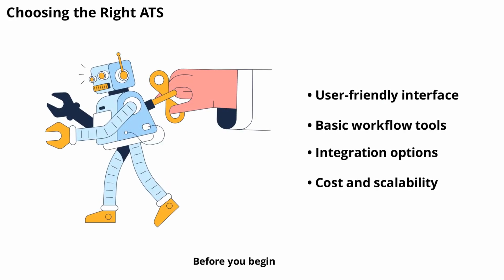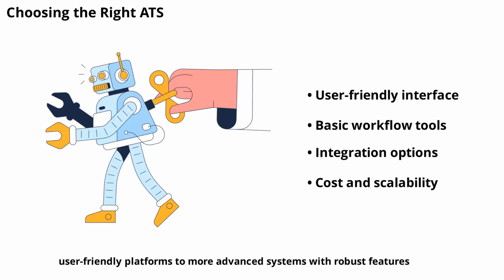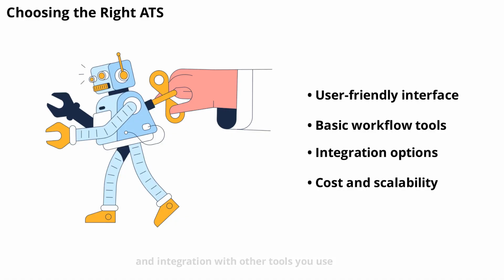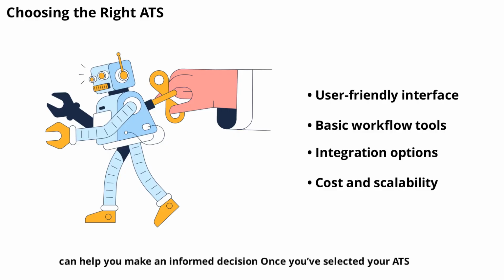Before you begin, it's important to choose an ATS that fits your project's needs. There are many options available, from simple, user-friendly platforms to more advanced systems with robust features. For beginners, look for an ATS with an intuitive interface, basic workflow tools, and good customer support. Consider factors like cost, scalability, and integration with other tools you use. Reading reviews and trying free trials can help you make an informed decision. Once you've selected your ATS, you're ready to move on to the setup process.